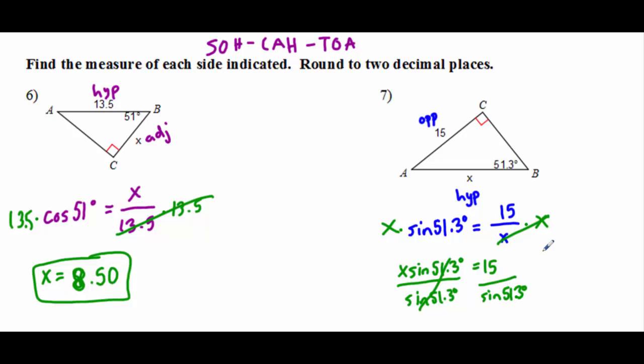Sine doesn't go first. So like in my calculator, I'm going to write 15 divided by sine 51.3, not the other way around. In division, order matters. It's kind of a big deal. So this gives me 19.22.